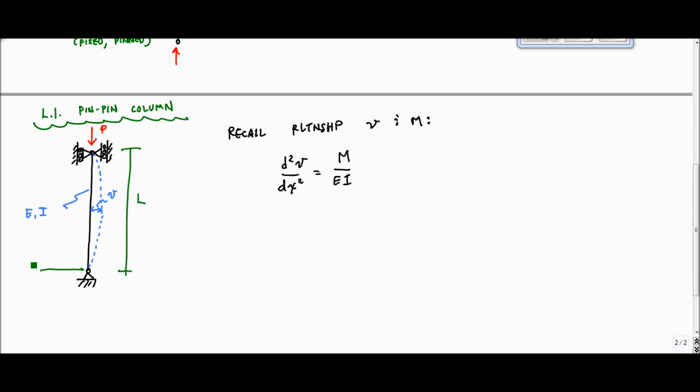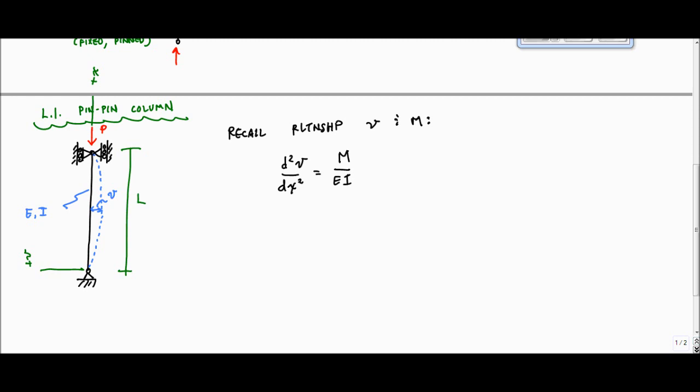This is my plus v direction right here, and this is my going down. Oh, I kind of messed up. Sorry about that. My plus x is doing really bad things on my notes. Okay, and so here I have this relationship between curvature and moment.